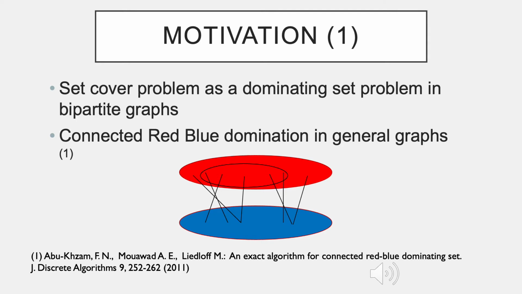In the connected red-blue dominating set problem, we are given a graph G whose vertex set is partitioned into parts red and blue, and we are asked to find a connected subgraph induced by a subset S of red such that each blue vertex of G is adjacent to some vertex in S. The problem has been studied for general graphs in Abbas et al., where the authors develop an exact exponential time algorithm for connected red dominating set.